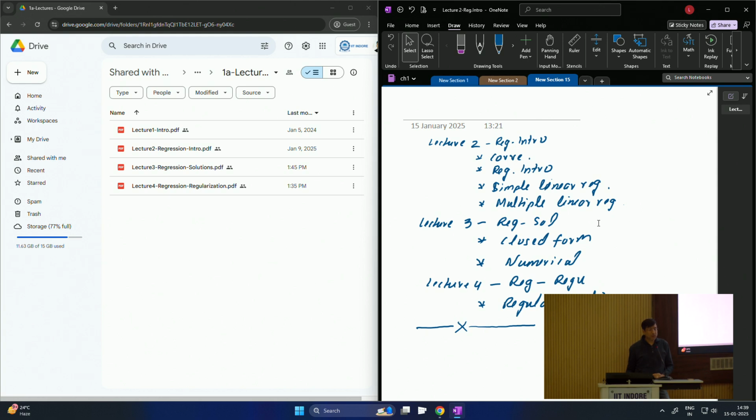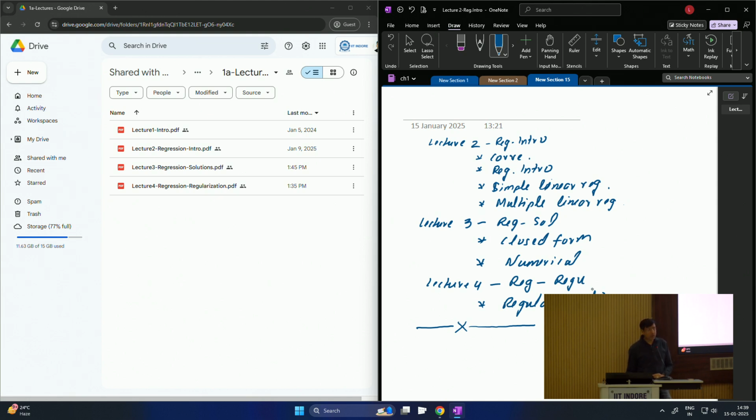So if you'll see what I've written on the side, we had lecture 2 of introduction on regression. We talked about correlation. What is regression? We did simple linear regression. We talked about multiple linear regression. Then yesterday's lecture was mostly on solution. For multiple linear regression, we looked at the closed form solution and we looked at the numerical solution. Today the focus will be regularization. What is it? And we'll see that.